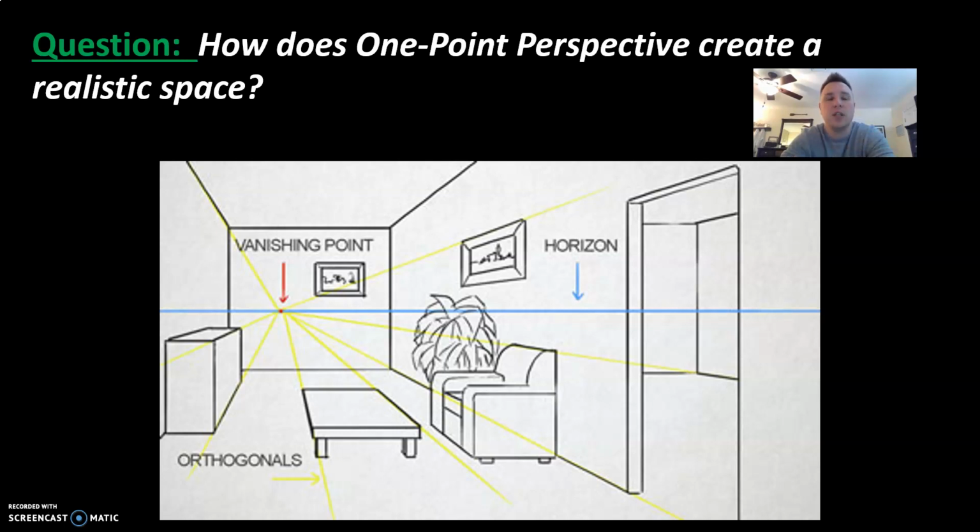So one-point perspective is basically creating an illusion on the flat surface of your paper to make it look like you can enter the space, to make it look like a space you would see in everyday life. So that is how one-point perspective creates a realistic space. And just to sum that up, the horizon line and vanishing point ultimately force the lines to get smaller as they go back, which creates a sense of depth and allows us to see the artwork like we would see that space in everyday life.